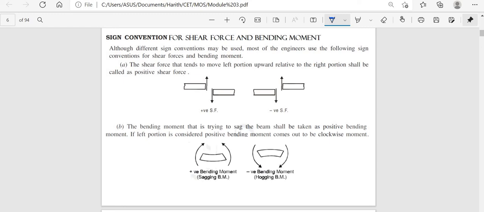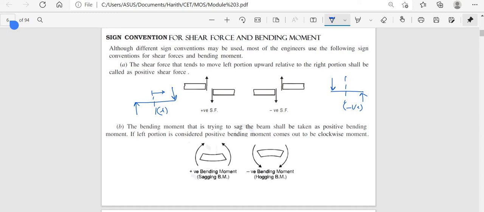Here you can see that this is a section. If I'm having a beam like this and I am considering a section to the right, and the net force is downward, or if I am considering the left and the net force is upward, then this is considered positive. And vice versa, if this force is upward and this is downward, this will be negative. Okay, so this is the sign convention which we are mainly following.